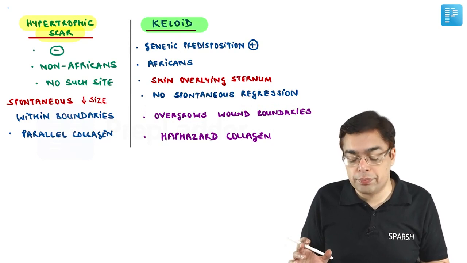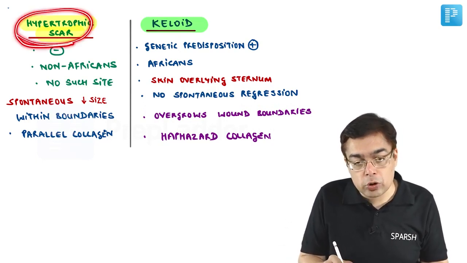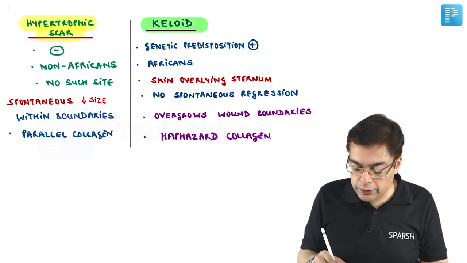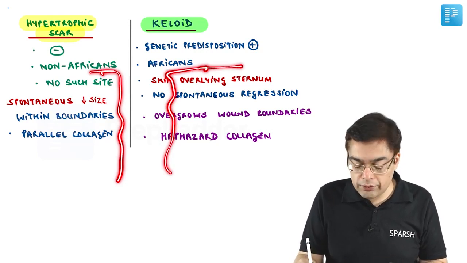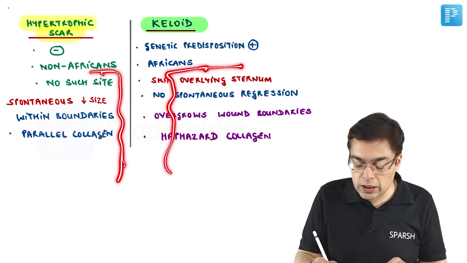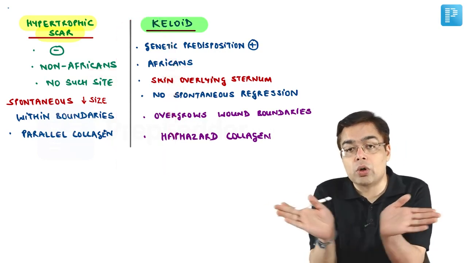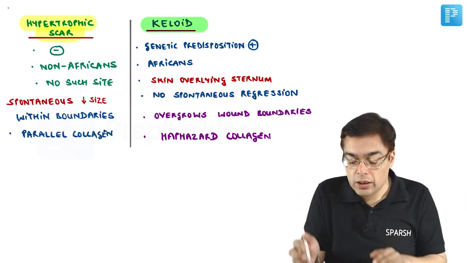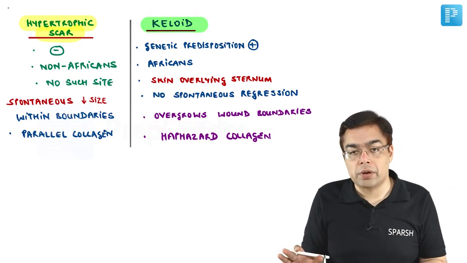Very important from the perspective of a histopathologist is the pathophysiological basis: a hypertrophic scar is going to remain within the boundary. As I always do with a diagrammatic representation, let us say this was a wound. The hypertrophic scar would be something like this. So it never grows beyond the boundaries. It grows vertically, but not horizontally. Whereas a keloid is likely to overgrow the wound boundaries.